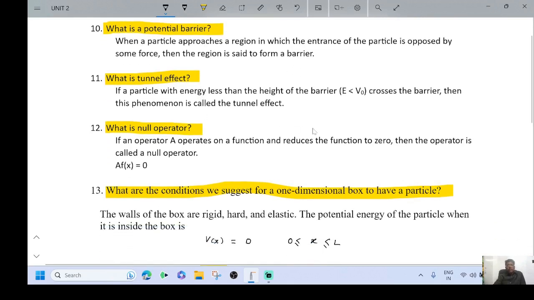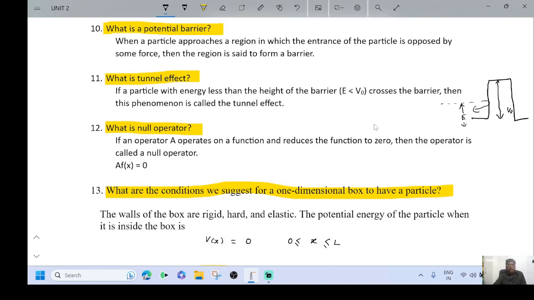What is tunnel effect? If a particle with energy less than the height of the barrier crosses the barrier, then this phenomenon is called tunnel effect. See, the barrier height is V0. Suppose the particle has the energy E, where E is lesser than the height of the barrier. There is no necessity for the particle to come back. There is some probability for the particle to make its forward journey without reflection by way of quantum tunneling.